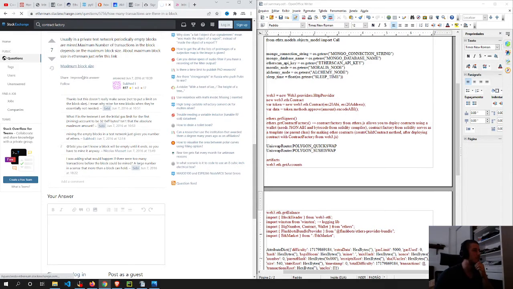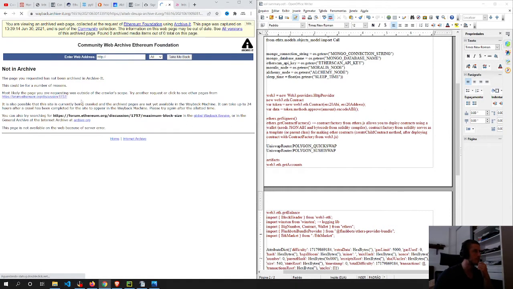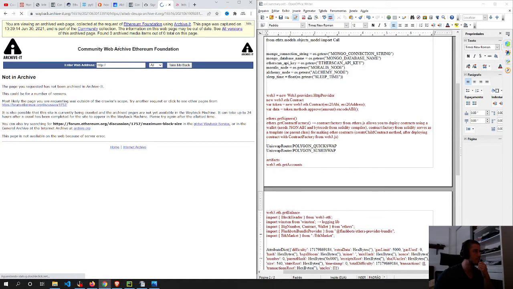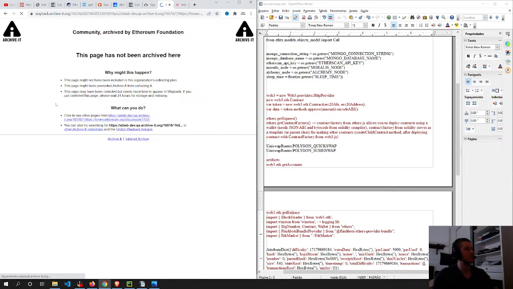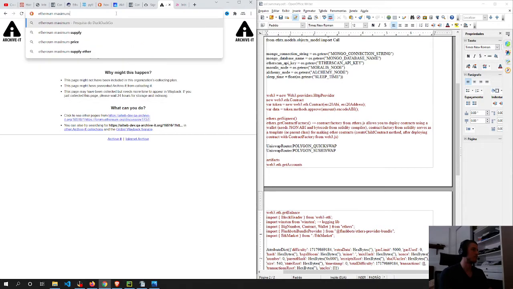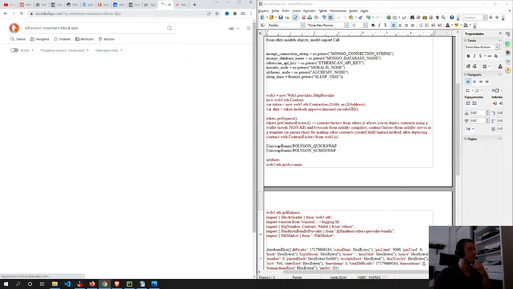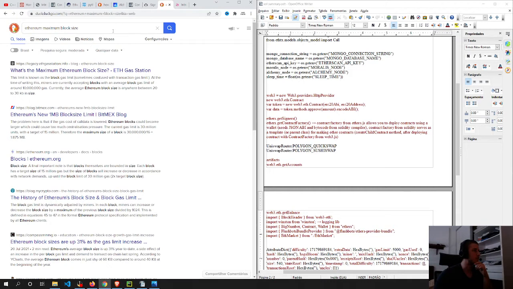I think I saw in the documentation at some point something talking about this. It has a maximum and a minimum size depending on the network, on the transactions, the volume that is going on.